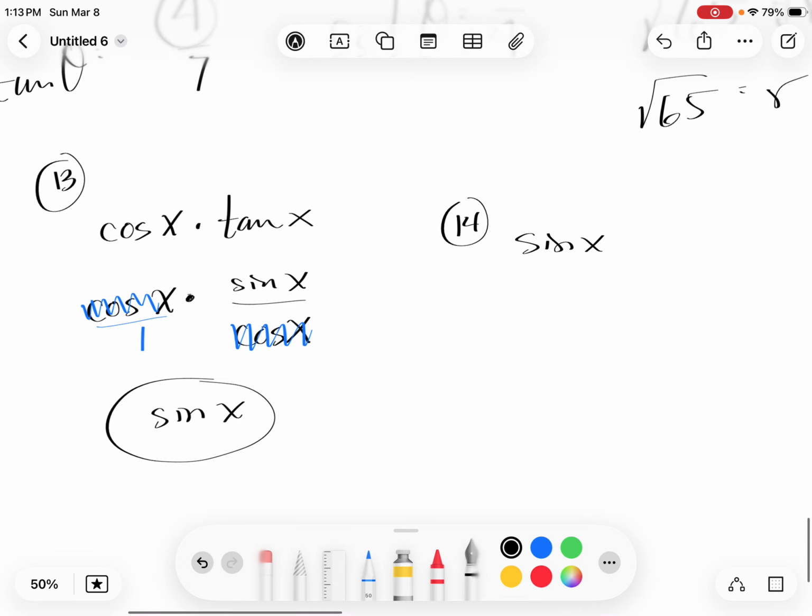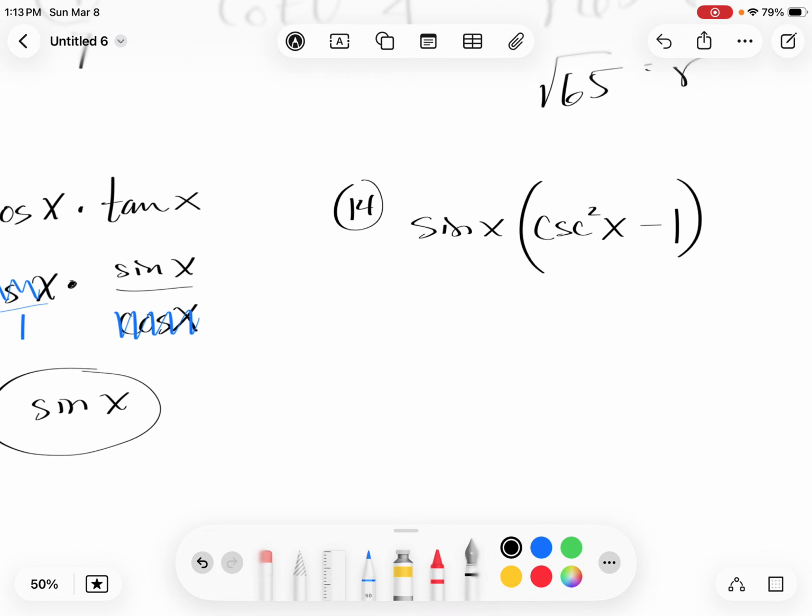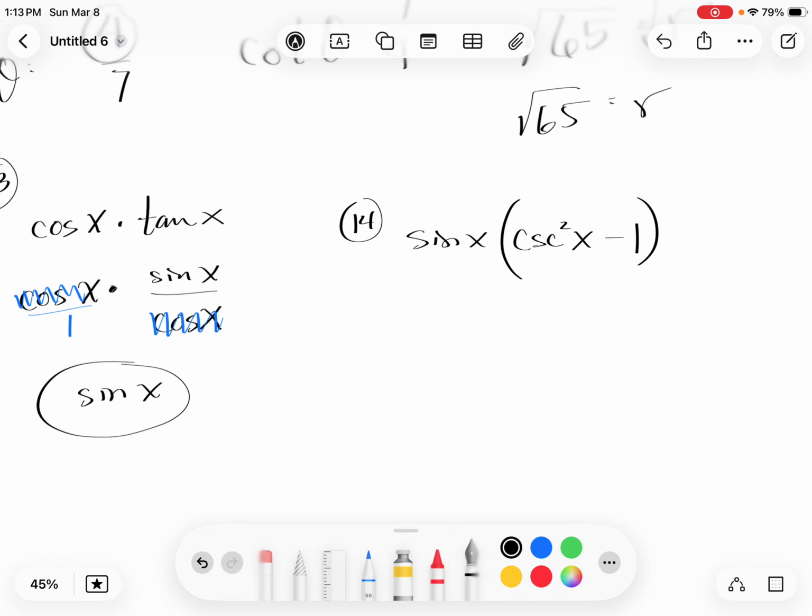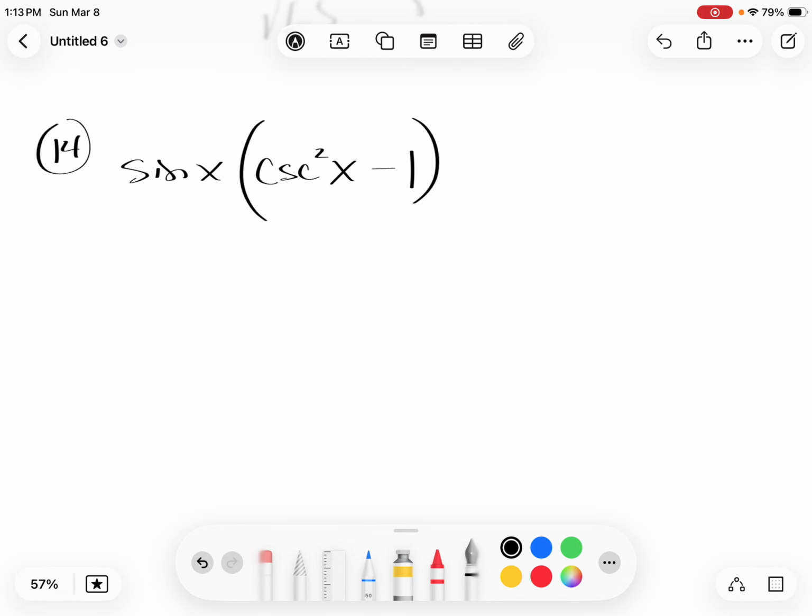Number 14 has the sine of x, and then it says cosecant squared of x minus 1. Okay, so when you're looking at that one, anytime you see that minus 1 in there or plus 1 in there, those are the Pythagorean ones. And so then I'm going to look at the Pythagorean one that has cosecant in it. Well, the one that has cosecant in it says 1 plus the cotangent squared equals cosecant squared. Okay, that's the one that I'm going to work with.